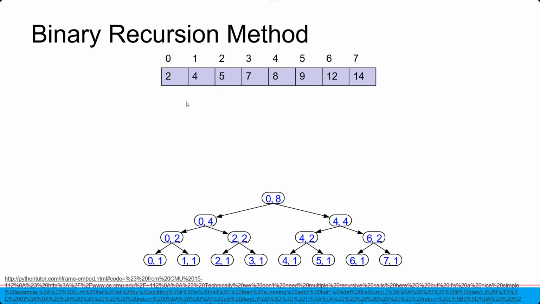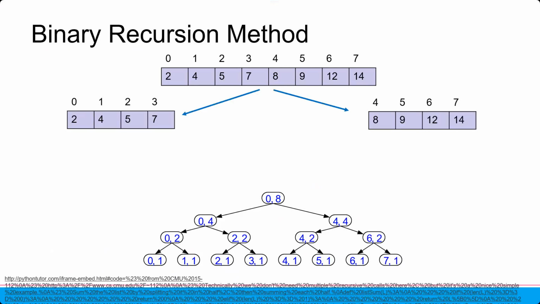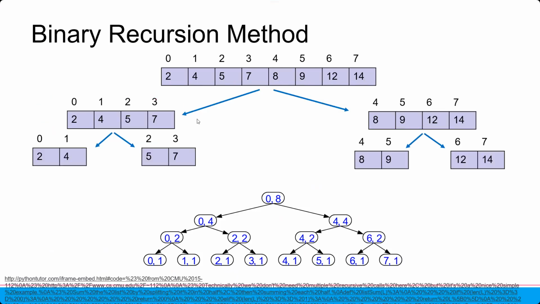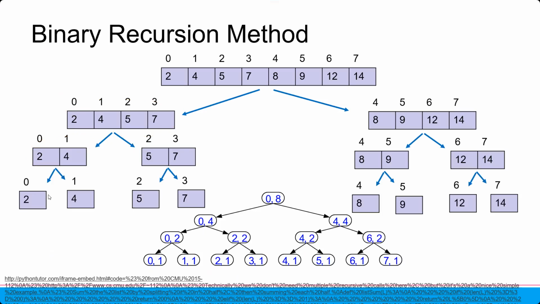So this binary recursion will run something like this. If I have the data 2, 4, 5, 7, 8, 9, 12, 14, then the left will be 2, 4, 5, 7, and the right will be 8, 9, 12, 14. And then I split again each into 2, divided by 2, left and right. And then I will again divide by 2 until we have only one element.